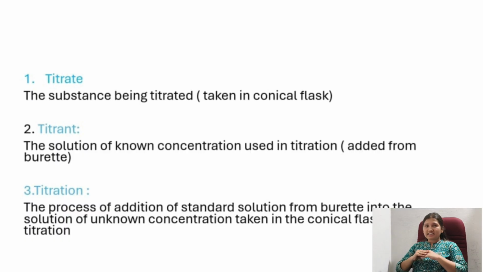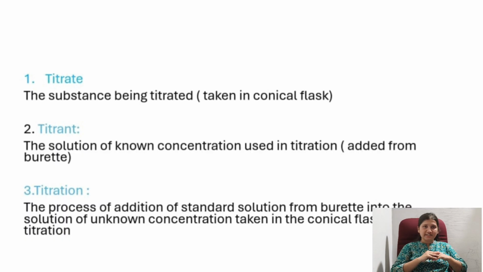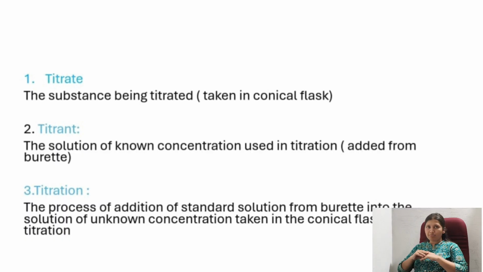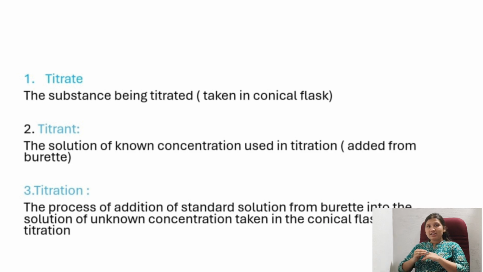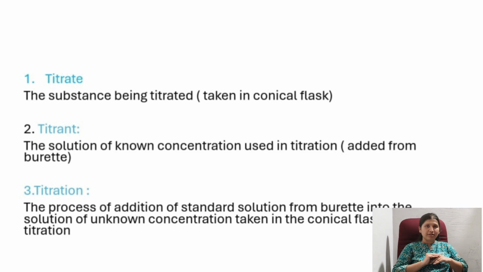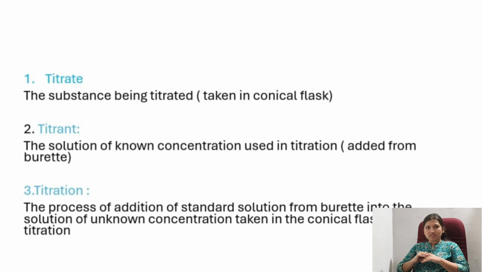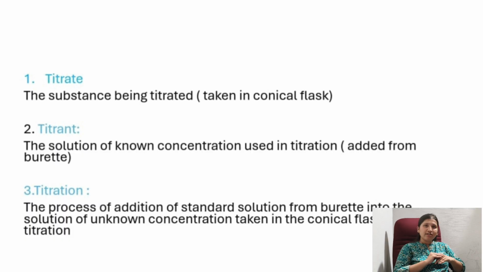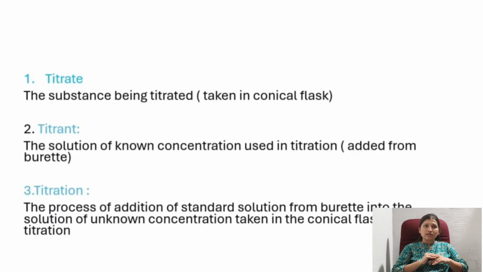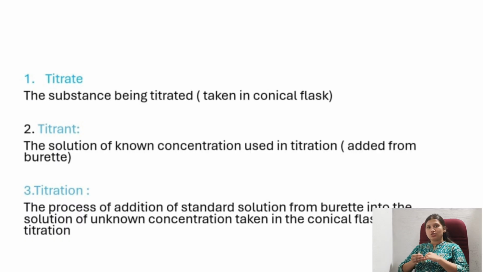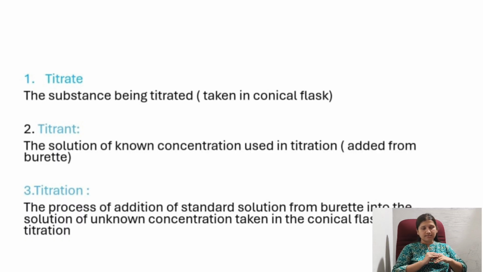The second one is titrant. The solution of known concentration can be stored in a burette. It can be added to the conical flask to determine the unknown concentration of a sample. The third one is titration. It is a quantitative chemical analysis. In this process, we determine the concentration of an identified analyte.